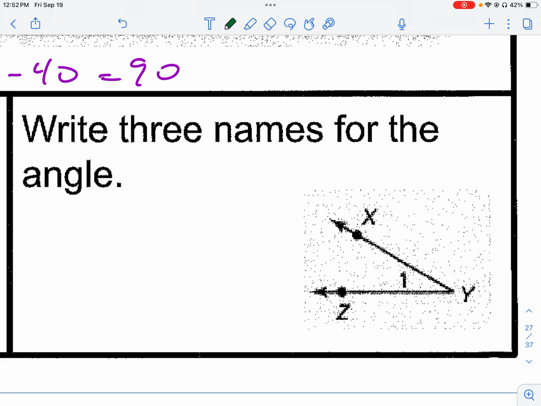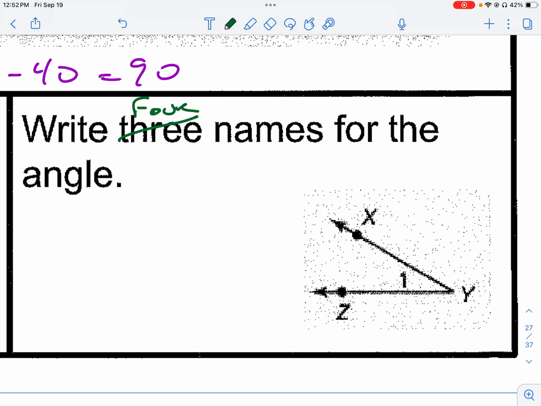I want you to pause the video and write 4 names for this particular angle. Work it out, and then start it up again and see how you did.